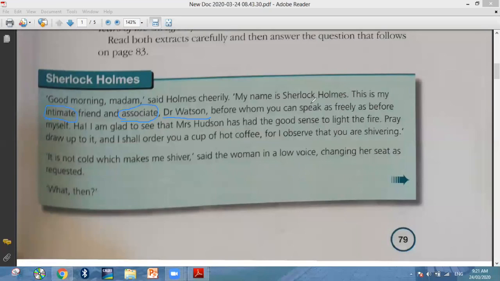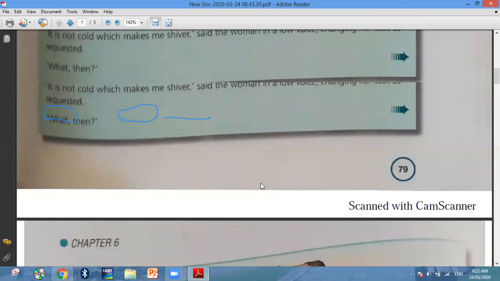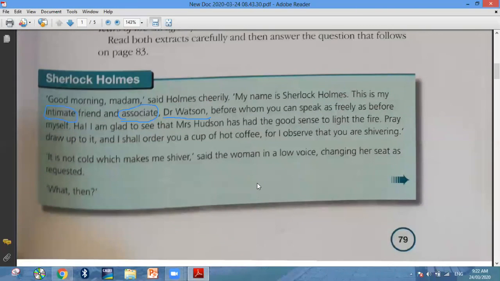"My name is Sherlock Holmes. This is my intimate friend and associate, Dr. Watson, before whom you can speak as freely as before myself." This is the one who is speaking. Here they are talking to the woman, like in the second page here. He is addressing the woman now, and he is trying to make her calm, to say all the details she knows about the case.